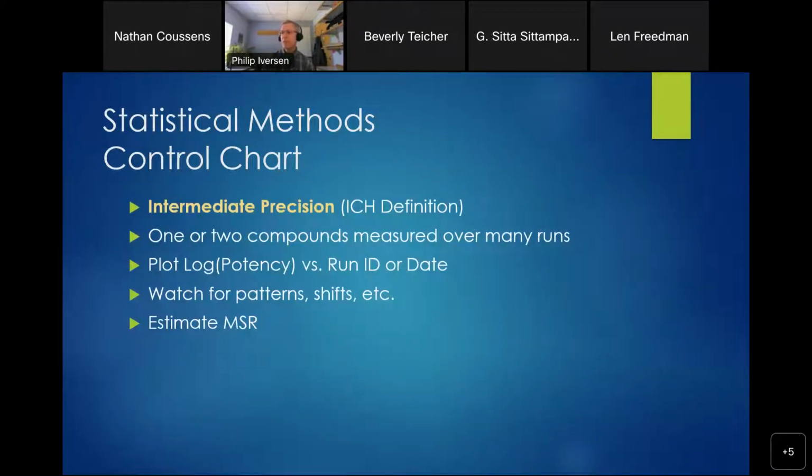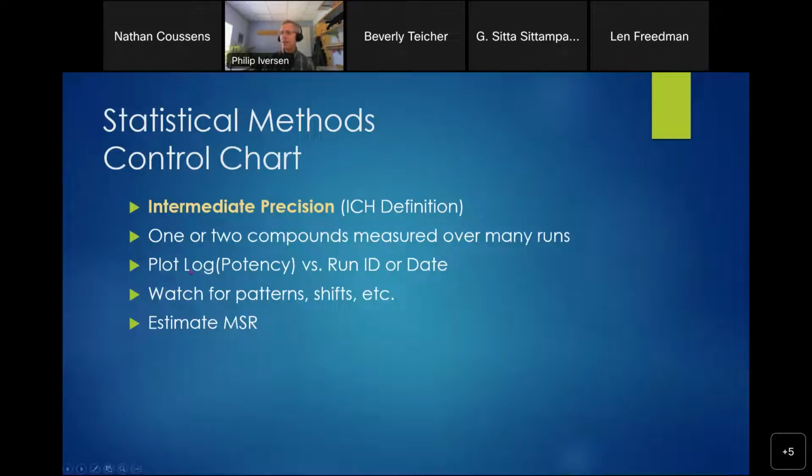So that's the replicate experiment. A couple of examples, replicate experiment study. The next method I'll talk about is control charting, and that gets at the idea of intermediate precision, the precision across runs within a lab.